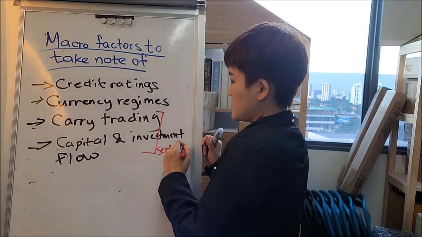Is the country on a trade deficit? Example, US, or on a trade surplus? Example, China. And one more important thing. What do they export or import? Very important, because why? Let's say for example, one of the major exports of Australia is iron ore. When iron ore prices increases, Aussie dollar is going to increase as well. So it can give you a lot of clues as to where the currency is going to go if you understand what the country export and import.